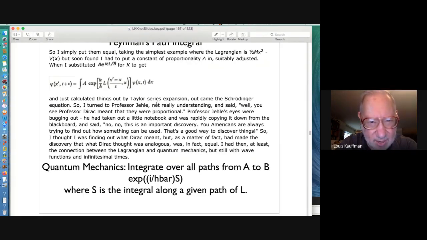"Jehle's eyes were bugging out. He'd taken out a little notebook and was rapidly copying it down and said, 'No, this is an important discovery. You Americans are always trying to find out how something can be used. That's a good way to discover things.'"